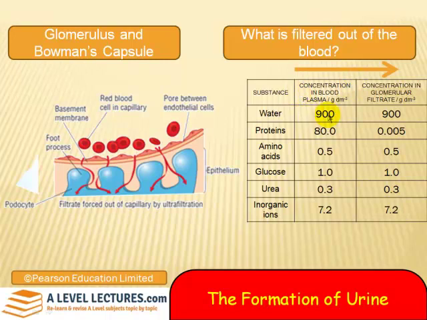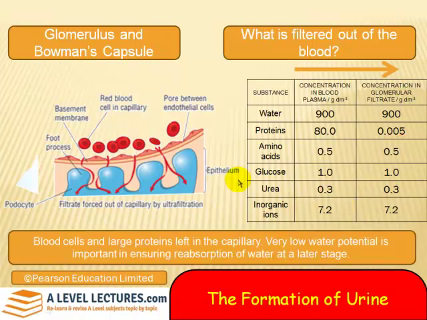Well, look, all of the water as it goes through gets filtered. All water is filtered out of the blood into Bowman's capsule. Proteins, not a lot, 0.005. So this is only the very smallest proteins with molecular weights less than 69,000. All amino acids get filtered through, all the glucose, all the urea and all inorganic ions. Now a lot of this stuff is what we might actually need, therefore there's been a lot of reabsorption, isn't there? But just to explain, blood cells and large proteins are left in the capillary.